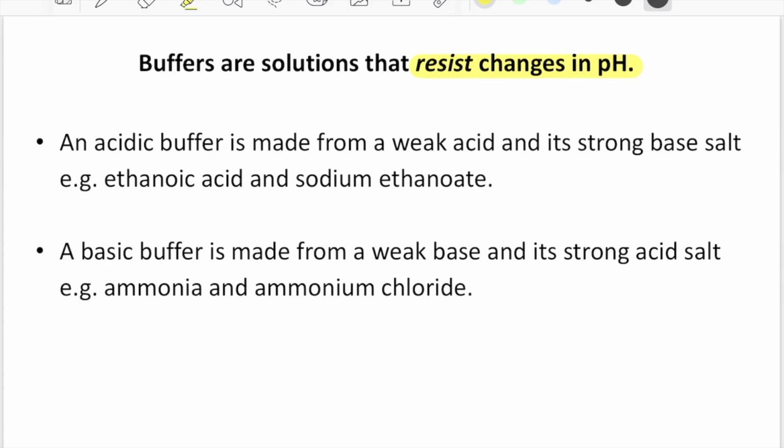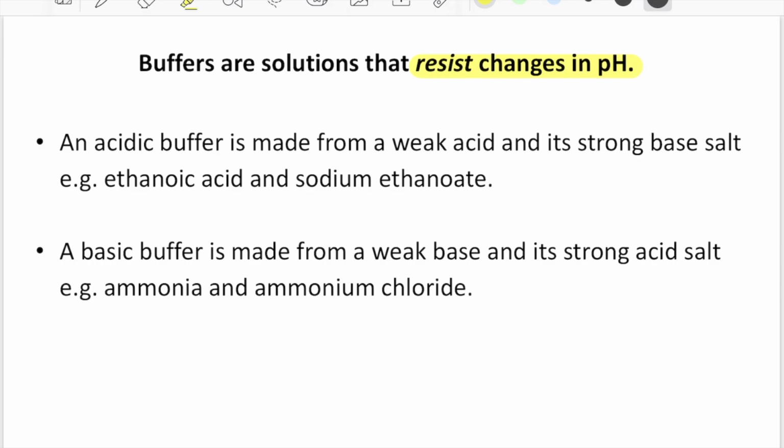So we can make buffers in a variety of ways. The two standard approaches are if you want to make an acidic buffer, so that's a buffer with a pH where the concentration of hydrogen ions is greater than the concentration of OH minus ions, then we would use a weak acid and its strong base salt. So for example, ethanoic acid and sodium ethanoate. And a basic buffer is the converse of that. So we'd use a weak base and a strong acid salt. So for example, ammonia and ammonium chloride.